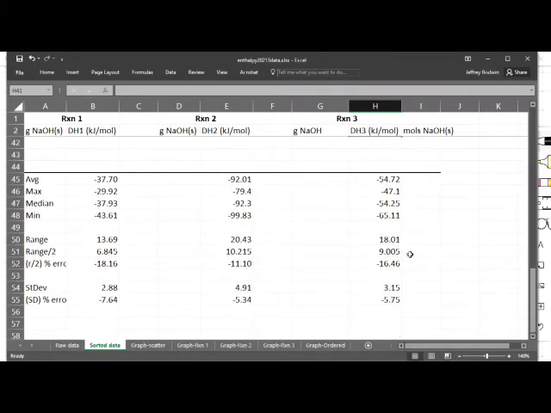So looking down, now we've got 54.7. It didn't change the average that much, but check out those errors. We've got a range over 2 error now of only 9. That's only 16%. That's in line with the rest of the experiments that we did. And same thing with the standard deviation. The standard deviation error is only about 3. That's just under 6%. And again, that's in line with the other experiments that we did.